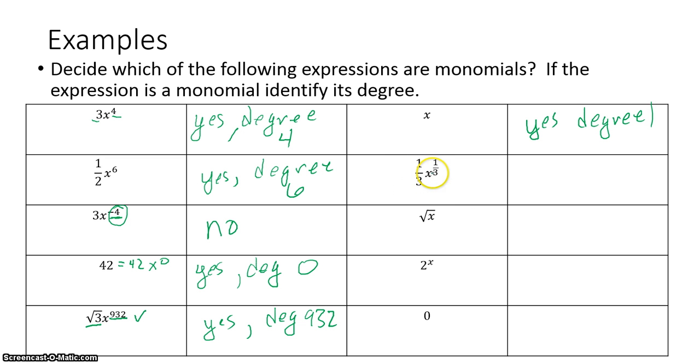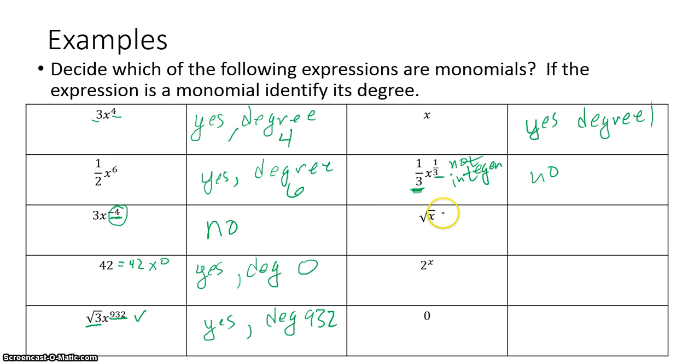How about 1/3 times x raised to the 1/3 power? Well, again, we need to ask ourselves, is 1/3 a real number? Yes, it is. So we're good on that count. But is 1/3 in this exponent a non-negative integer? Well, 1/3 is a fraction, which is not an integer. So no, this is not going to be a monomial.